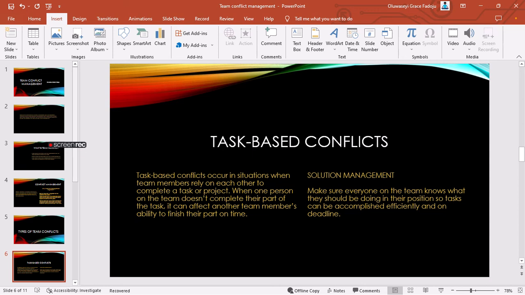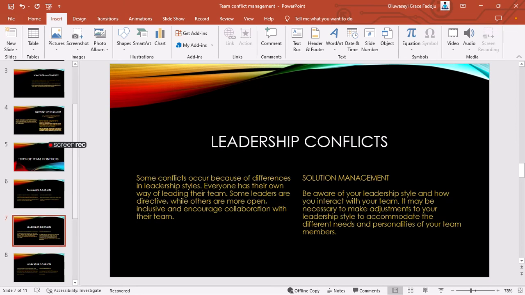So how do you manage this type of conflict? You make sure everyone on the team knows what they should be doing. You make sure that there should be a deadline. Mr. A, you're doing this and this is your deadline, Mr. B, and give them a penalty: if you don't do this by your deadline, these are going to be the penalties.